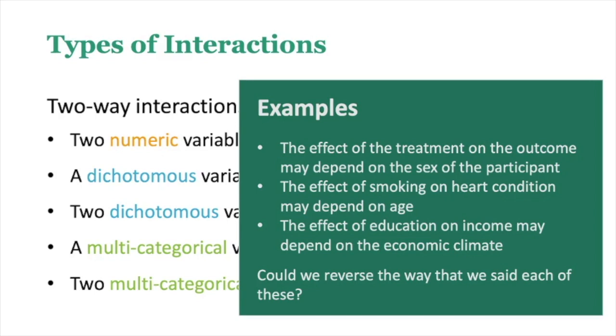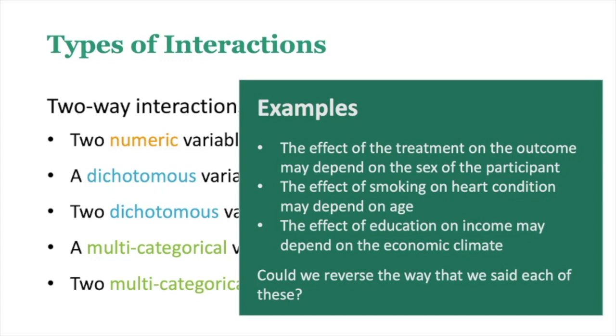Another example, the effect of education on income may depend on the economic climate. For example, getting an education when the economy is really good may have a really strong effect on your income, but maybe not so much when you're in a recession. So that's an example of a continuous variable, education, interacting with economic climate, which could be categorical, just good or bad or thriving or recession, something like that.